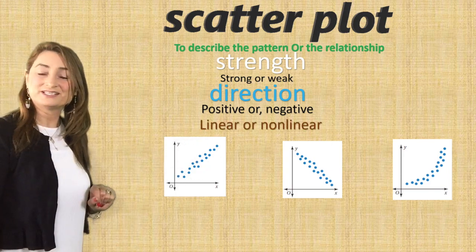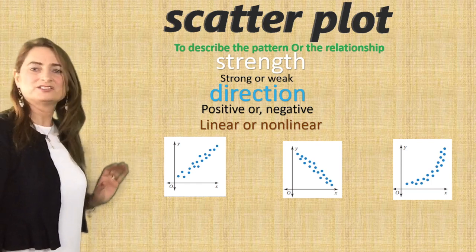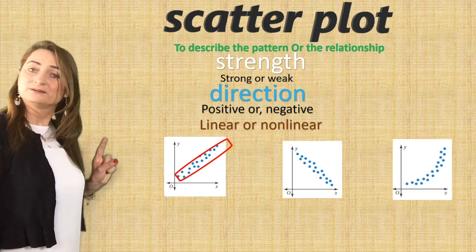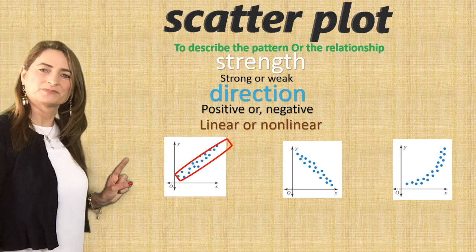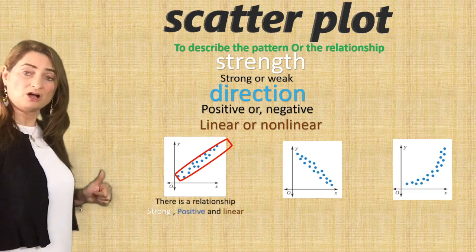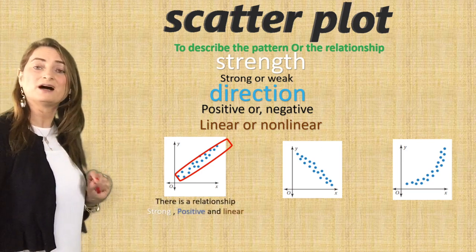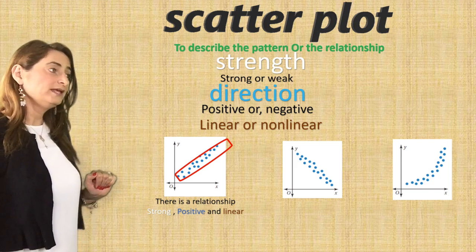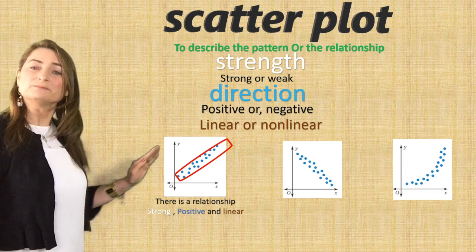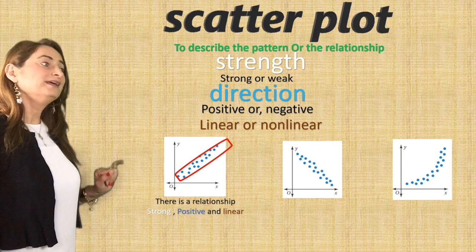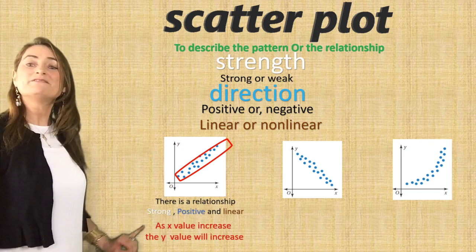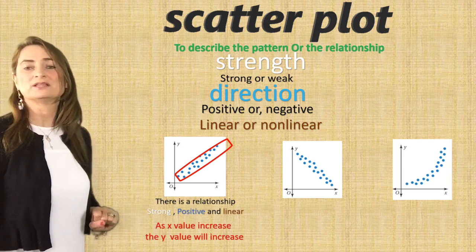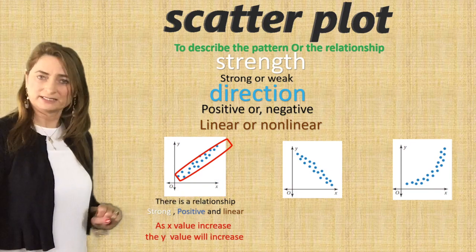Let's discuss this first example. I can tell there is a trend, there's a pattern, just like ants going uphill. So this scatter plot shows a relationship, and the relationship is strong because all these dots on the scatter plot are close to each other. It's positive because it's going up from left to right, and it is linear because it made a thick line. So as x value increases, the y value will increase too. That's what positive relationship means. Both values will increase.